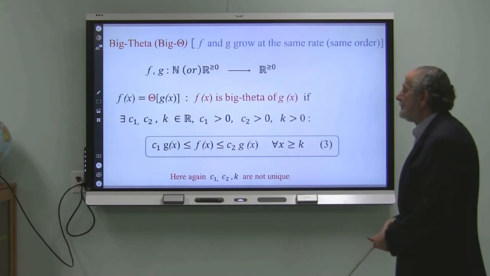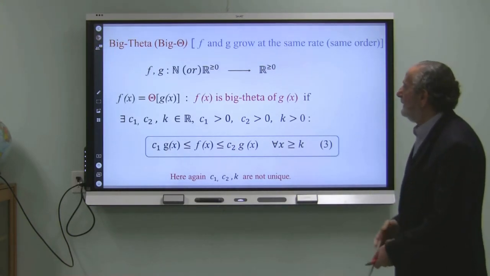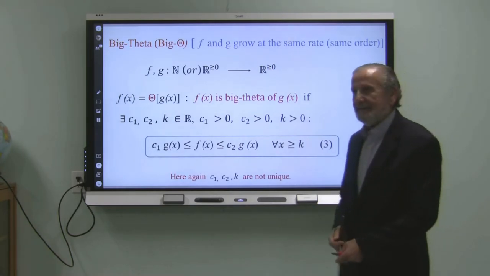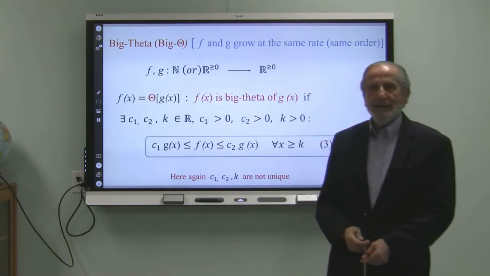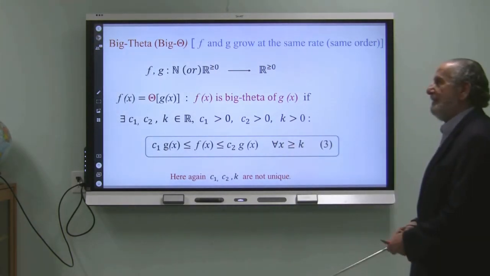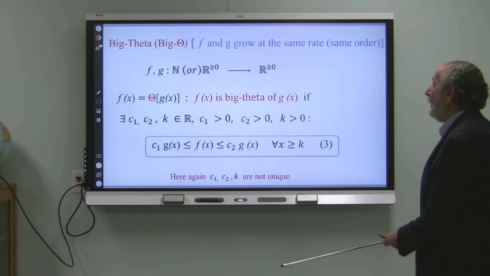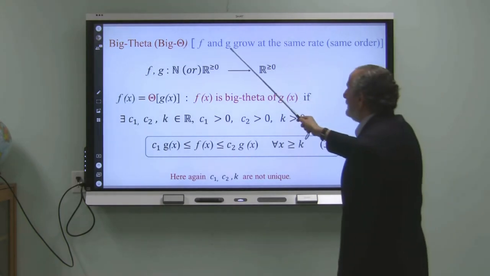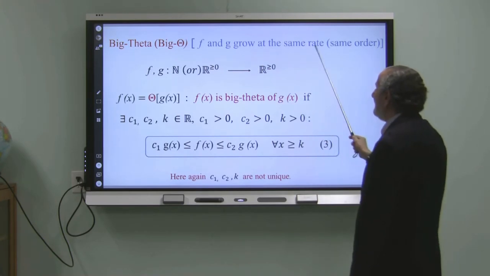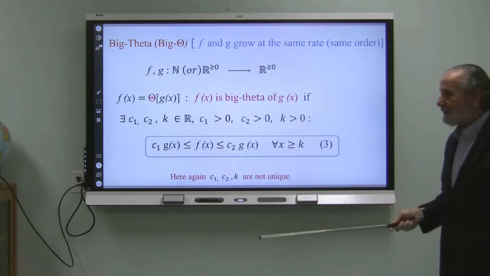Now I'm going to introduce another sister to big O: Big-Theta. Big-Theta is really a good sister. If we can use it, if it applies, it's really good because it shows that the two functions are of the same order. They grow at the same rate, and that's important.